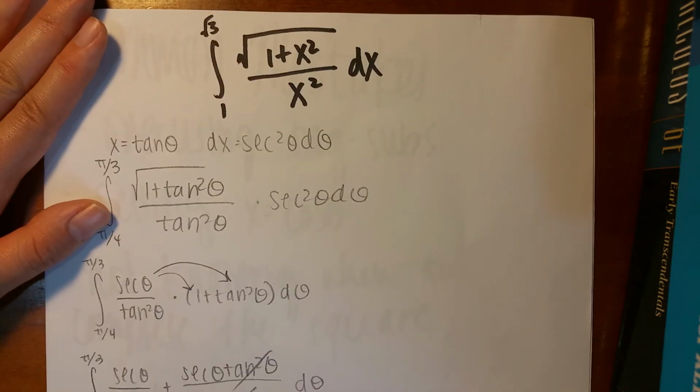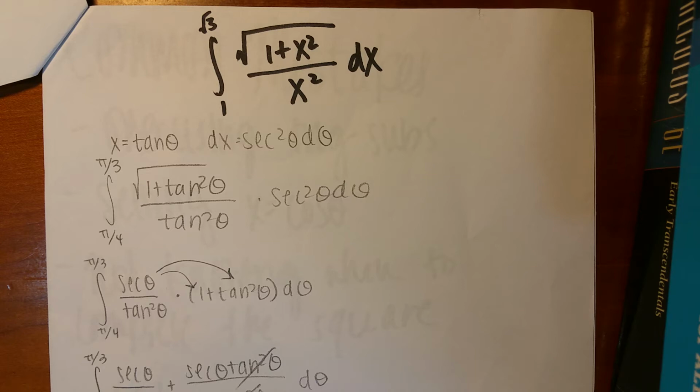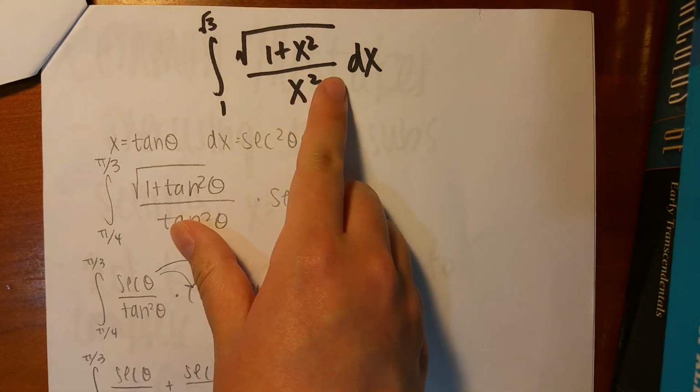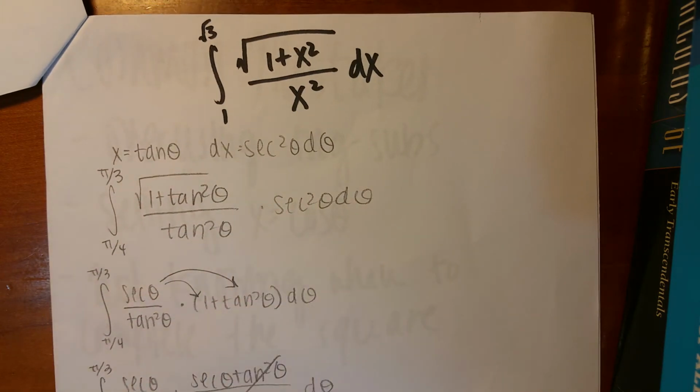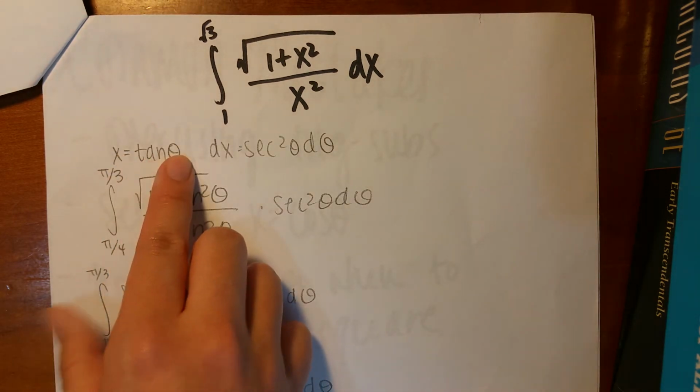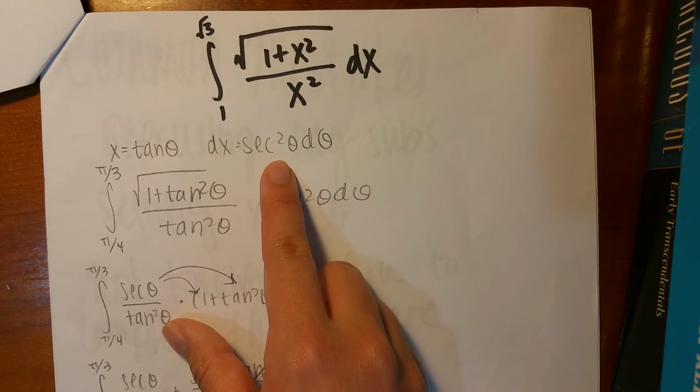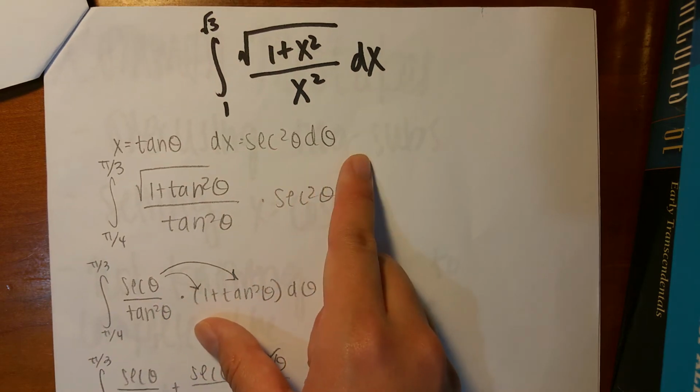Now for our final problem, it will be a definite integral from 1 to root 3 of the square root of 1 plus x squared all over x squared. So we can do a tangent substitution because it is in the form of a squared plus x squared. So we'll set x equal to tangent theta and dx will equal secant squared theta d theta.